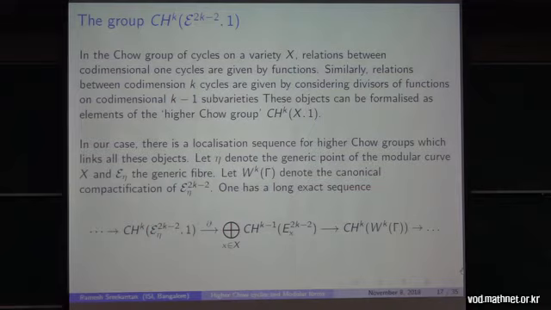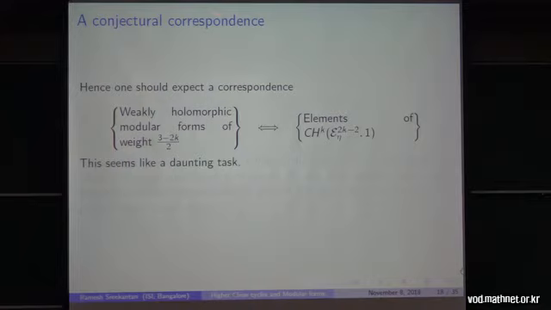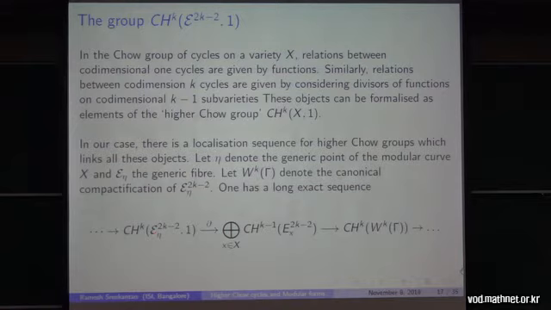Yeah, okay, I mean, maybe I should be a little more precise on this, but it's okay. Okay, so with all this philosophy, you would expect a correspondence between weakly holomorphic modular forms of weight (3-2k)/2 and elements of this group, because this group here plays the role of functions with divisors on these special points.